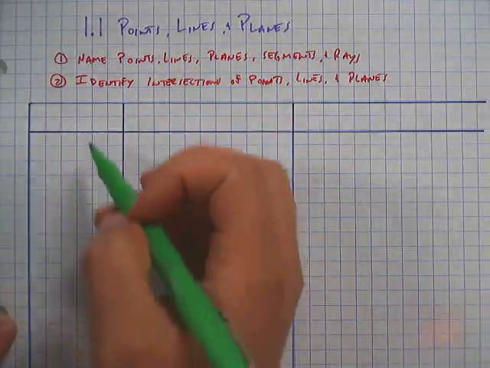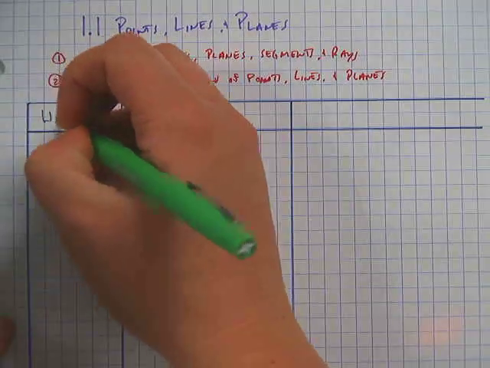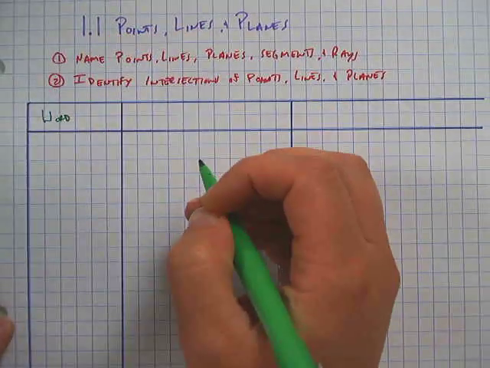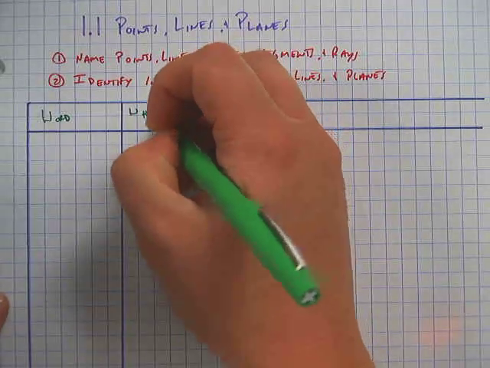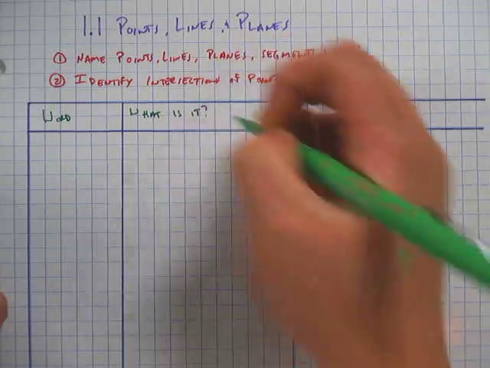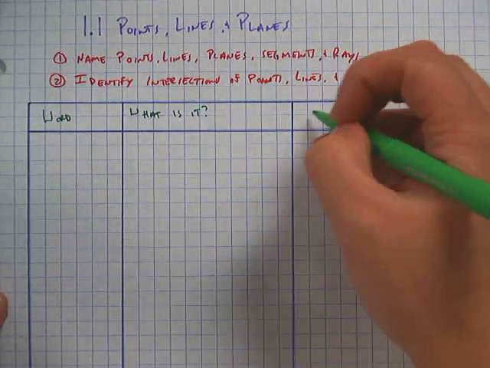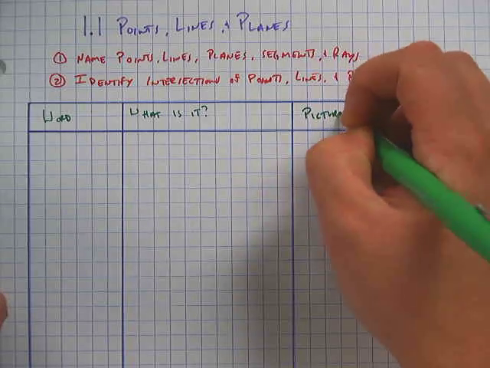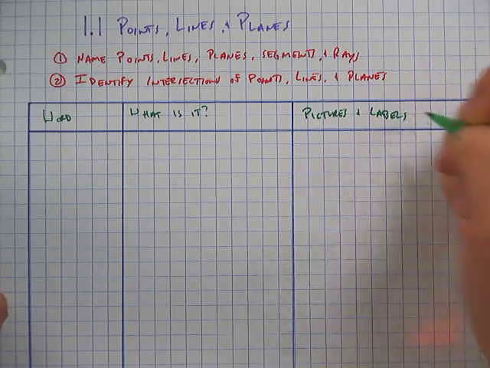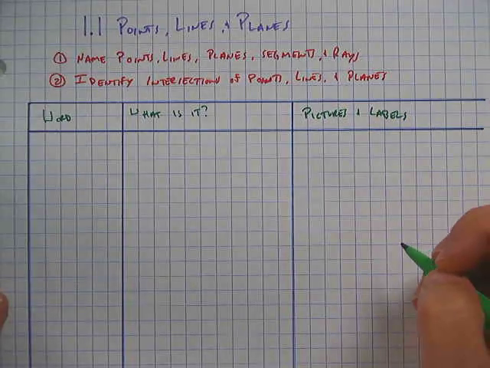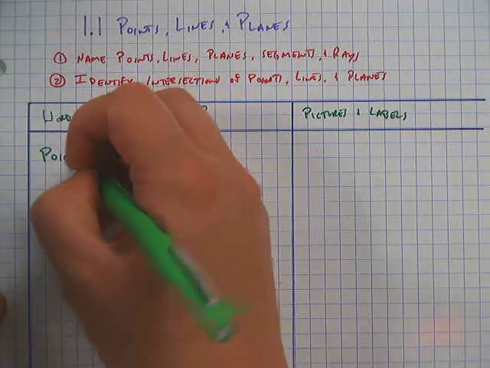Our first thing we're going to do is make a chart. We're going to have 3 sections in our chart. The first one is going to be the vocab word. The second one, we're going to identify what is it. We might include some of how it's labeled. But mostly in this third column, we're going to have pictures and labels. Okay, pictures and labels. All right, so our first word is point.